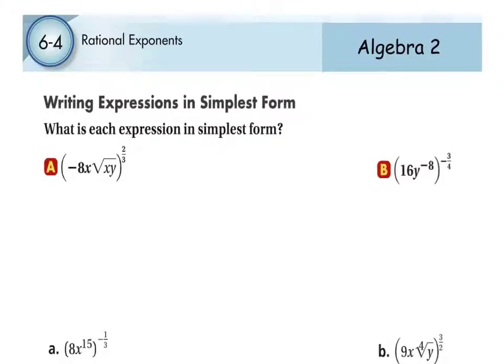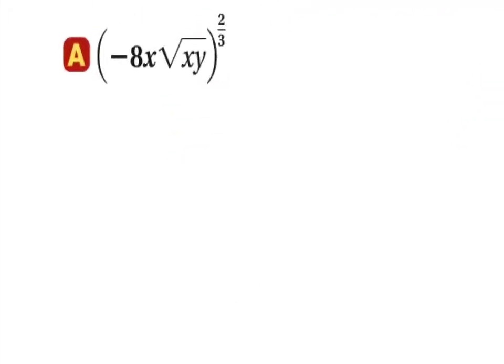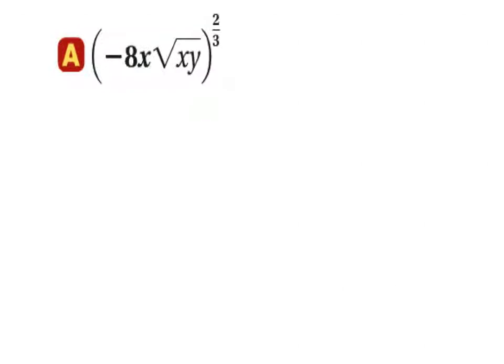Now let's take a look at a couple more examples. Let's start with letter A, and make it a little bit bigger so we can see, since we've got some space now. We've got negative 8x times the square root of xy, all to the 2/3 power. First thing I'm going to do is distribute the 2/3 to this radical, to the x, and to the 8.